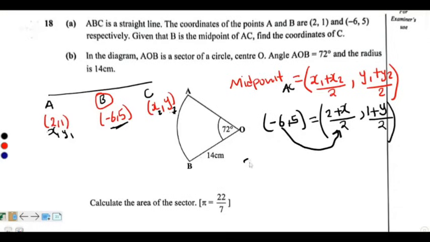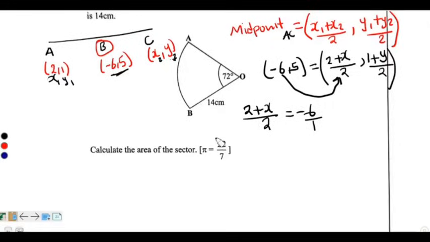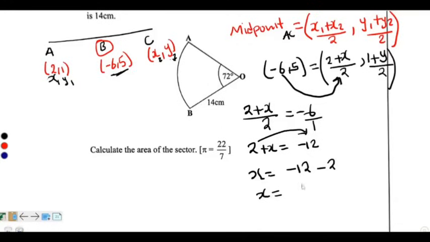From here, you can see this negative 6 will go with the first coordinate. So I'm going to say 2 plus x over 2 is equal to negative 6. I'll say over 1, then cross multiply. 2 times negative 6, you get negative 12. So 2 plus x is equal to negative 12. This 2 will go here, and you remain with x equal to negative 12 minus 2. Therefore x is negative 14 as the x coordinate.